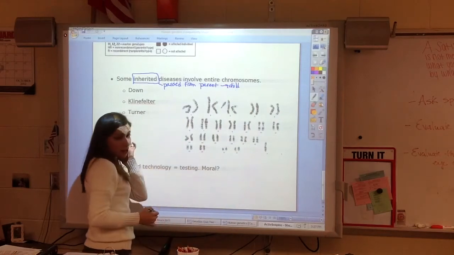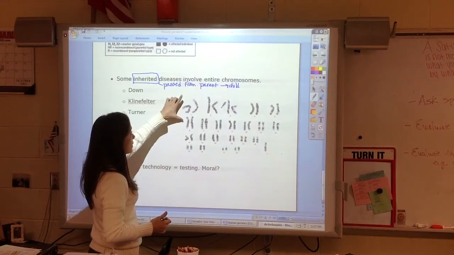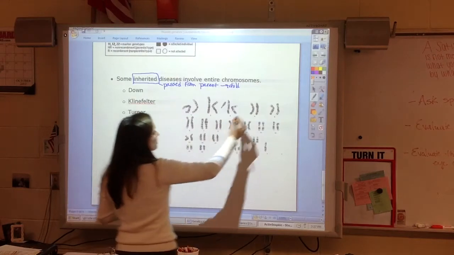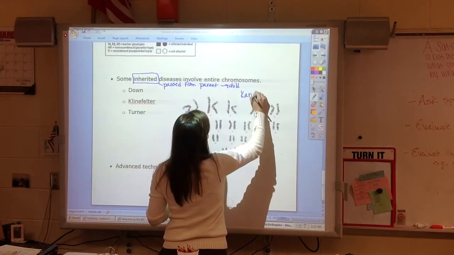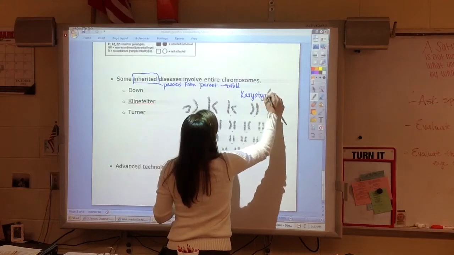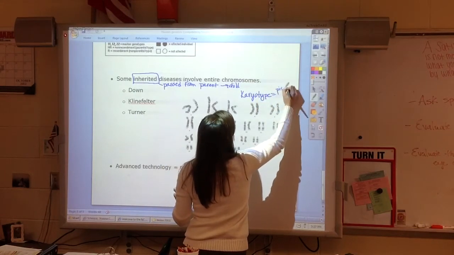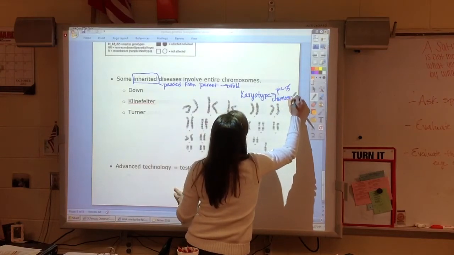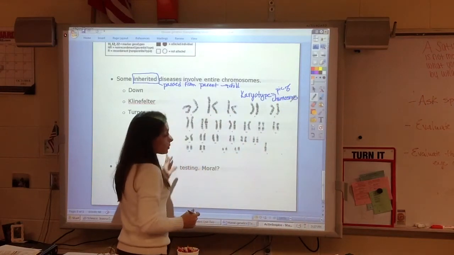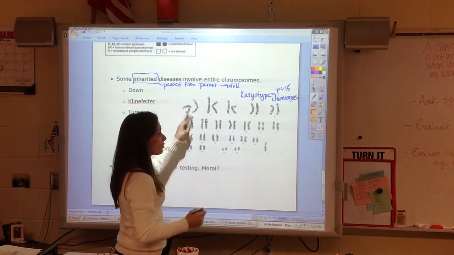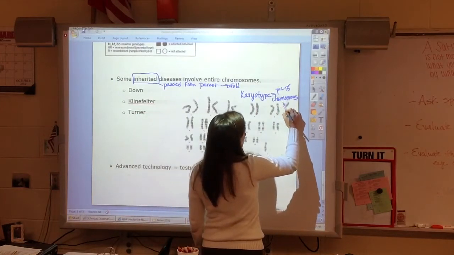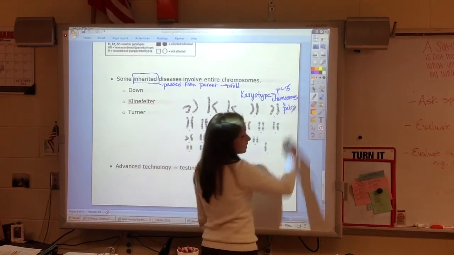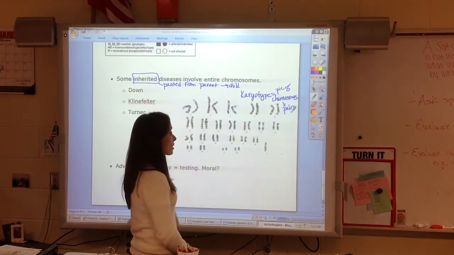But this time we're not talking about a gene, we're talking about an entire chromosome. Now this is called a karyotype. It is a picture of the chromosomes. And what we should be able to see is that our chromosomes come in pairs. That is the normal state, chromosomes that come in pairs.